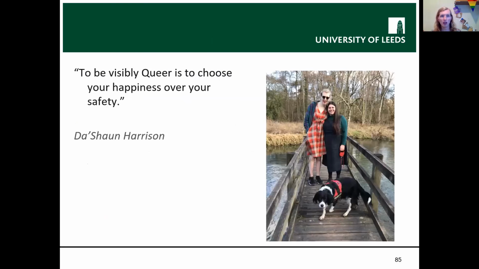So yeah, I always want to end talks about being trans with a quote from Harrison: to be queer is to choose your happiness over your safety. I would ask you to make that choice easier. So this is me, mostly through my transition now, with my wife, absolutely loving being a scientist and absolutely loving things at the moment.